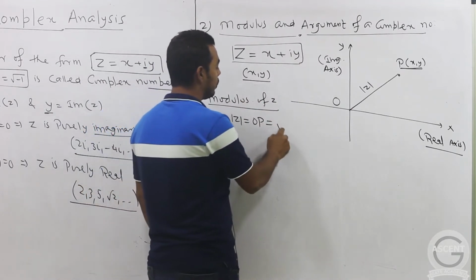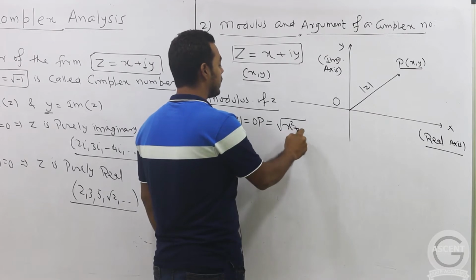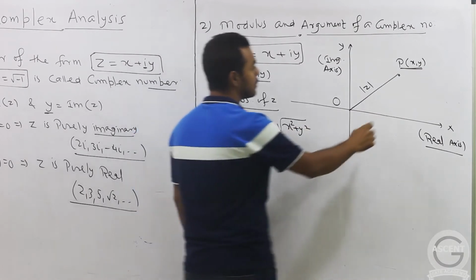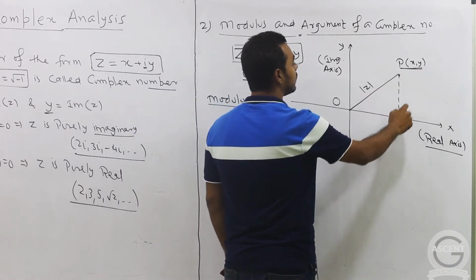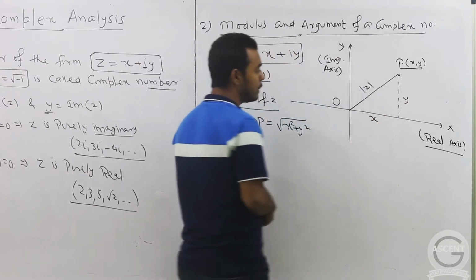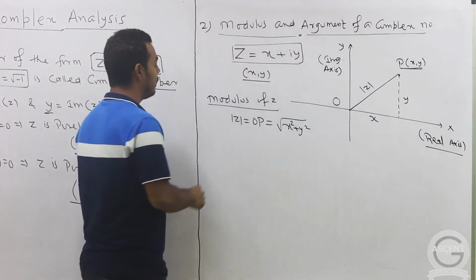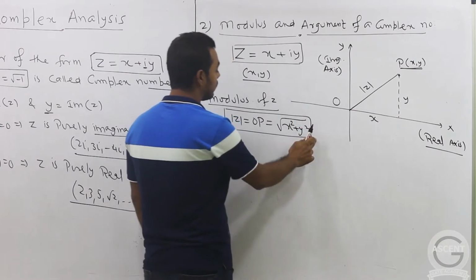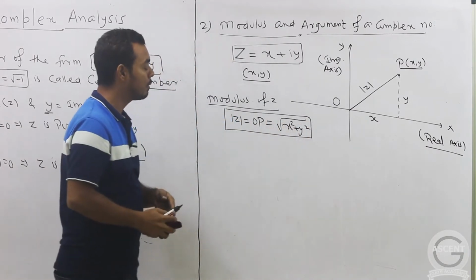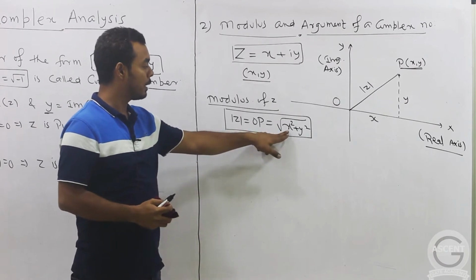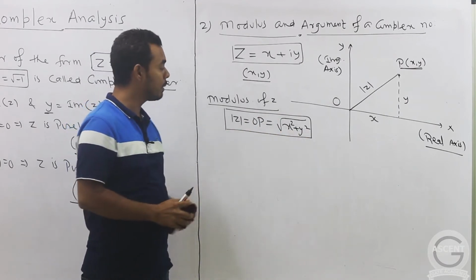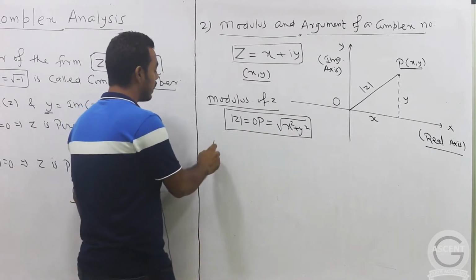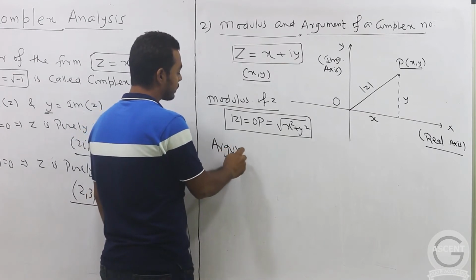So this will be root over x square plus y square. This is obvious because if the point is (x, y), then this distance is y and this distance is x. So mod z will be root over x square plus y square. So the modulus of any complex number is the square root of the square of the real part plus the square of the imaginary part.